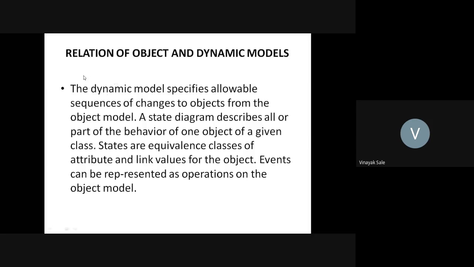Then the next part is the relation of object and dynamic models. The dynamic model specifies allowable sequences of changes to objects from the object model. A state diagram describes all or part of the behavior of one object of a given class. States are equivalence classes of attributes and link values for the object. Events can be represented as operations on the object model. So that is the relation of object and dynamic model.